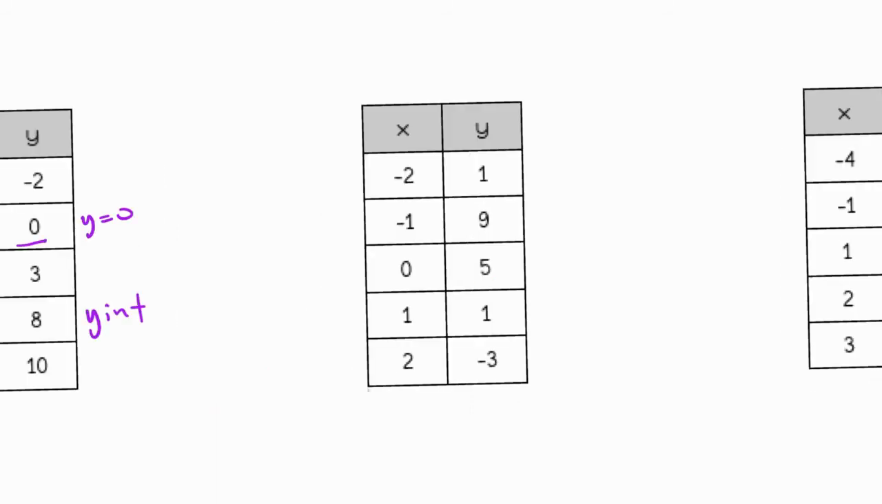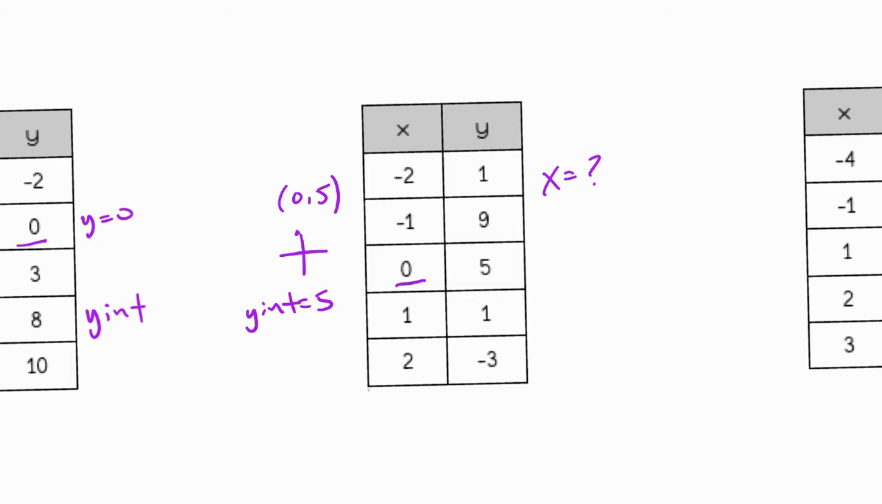Here we have our second one, and if we look closely, we can see 0 right here. So we have the point 0, 5. So if you think of 0, 5, that's going to be our y-intercept. So our y-intercept is 5. But what you don't see is an x equals 0. There is no x equal to 0 on here. So you've got to kind of figure out what it would be.